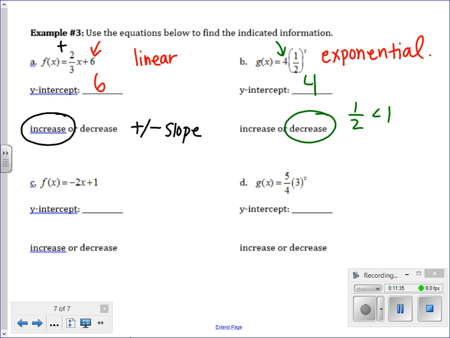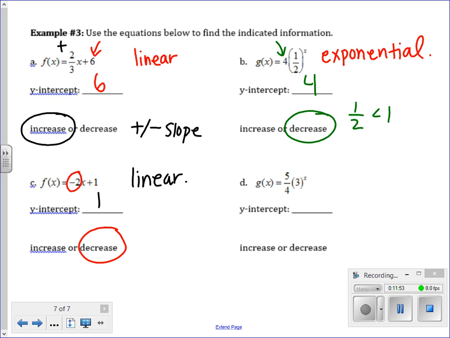All right, in C, negative 2x plus 1. This is definitely linear. It's in y equals mx plus b form. The y-intercept is 1. But when I look here at the slope, my slope is negative 2, which means it's going to be a decreasing line.